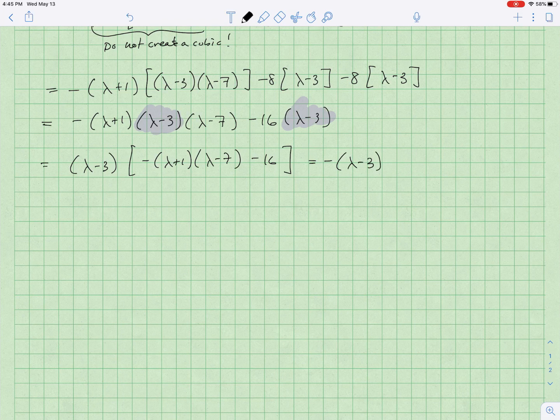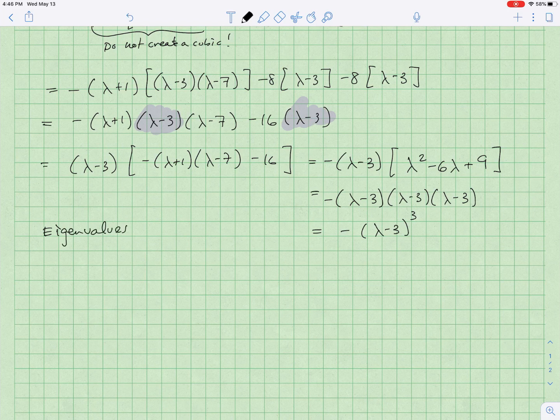If I factor out a negative sign out of that second polynomial, this will become a lambda squared minus 6 lambda minus 7 plus 16, which will be a plus 9, and this will factor as negative lambda minus 3 times lambda minus 3 times lambda minus 3, or negative lambda minus 3 cubed. And so our eigenvalues here, we only have one of them. It's lambda 1 is equal to 3 with an algebraic multiplicity of 3.